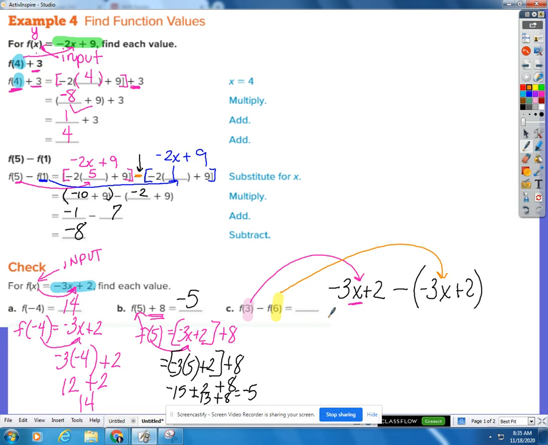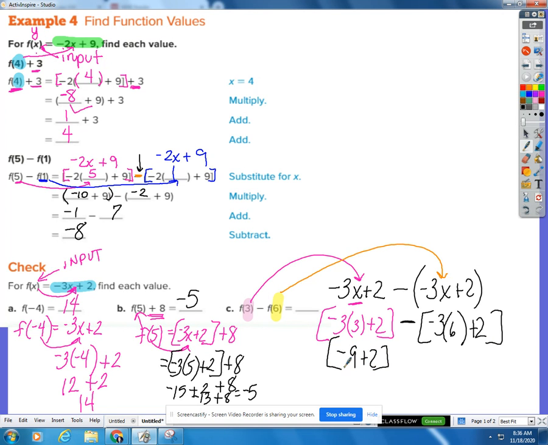I'm now going to plug in negative 3 times 3 plus 2. So I'm going to get that entire answer. Then we're going to subtract our second function of 6. So I'm going to have negative 3 times 6 plus 2. And then we can do that math. Negative 9 plus 2 minus negative 18 plus 2, negative 7 minus negative 16.